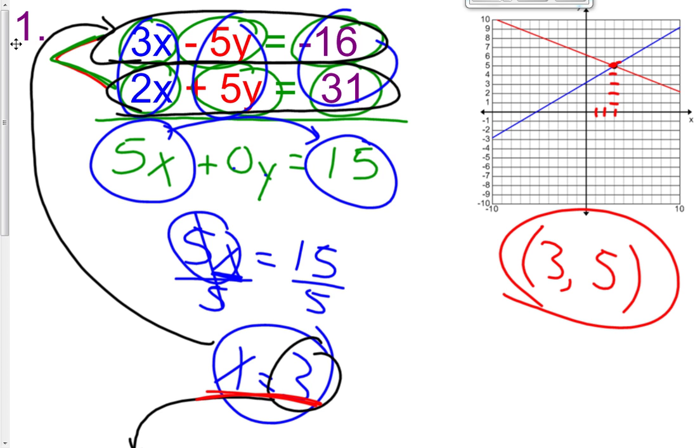You could always check this as well. Put (3, 5) into this equation, and you should get negative 16 equals negative 16. Put 3 in for this variable and put 5 in for this variable, and you should get 31 equals 31. So you could always check these if you wanted to. Let's go on to number 2.